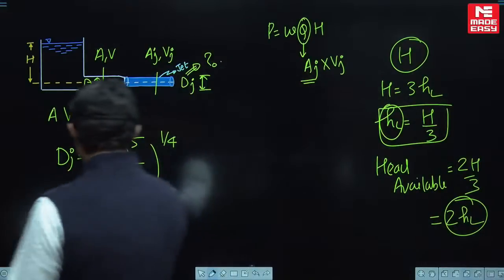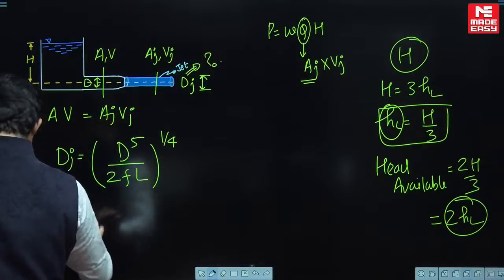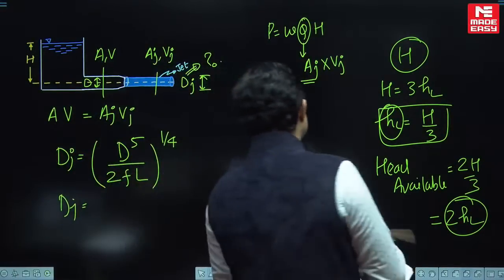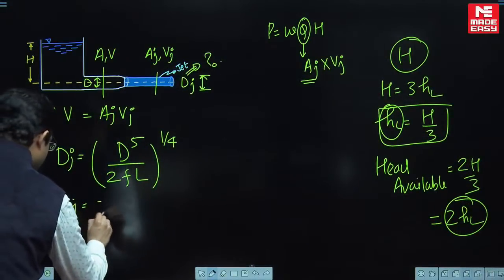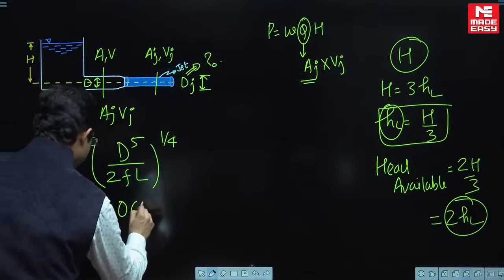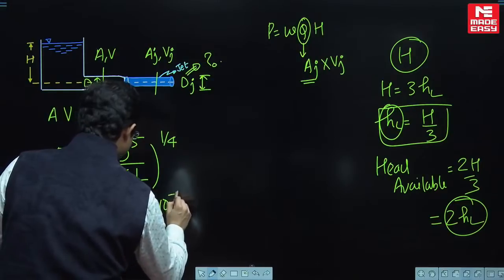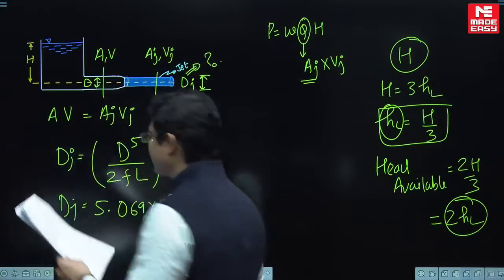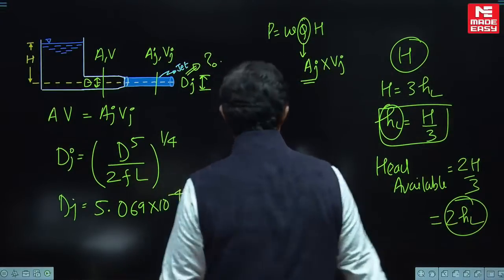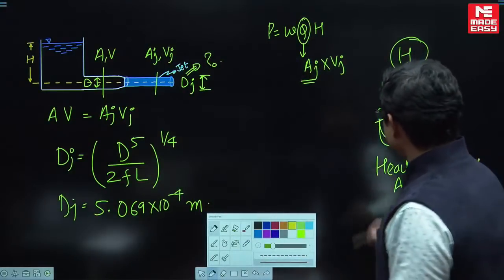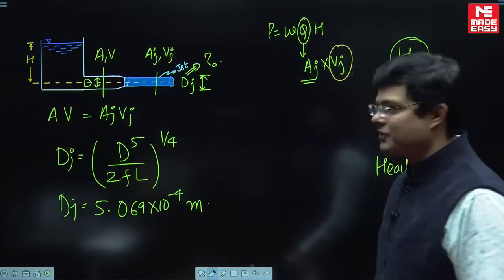So can you find the diameter of the jet from here? Yes. Once you find the diameter of the jet, I will tell you the answer. The diameter of the jet will come out to be 5.069 into 10 to the power minus 4 meter. Okay, wonderful. But wait, you need to find out the velocity of the jet also.